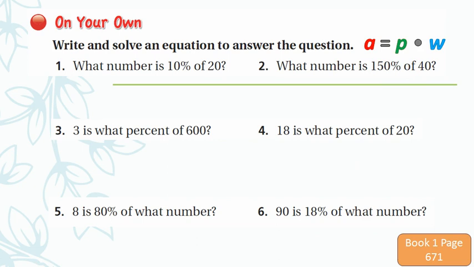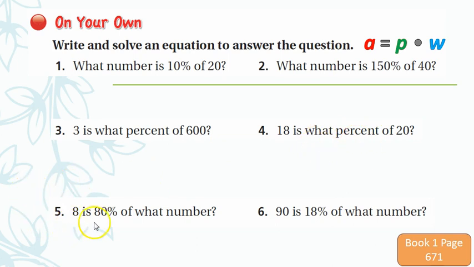Question 1. What number is 10% of 20? In this case, the part, or the A, is missing. Question 2. What number is 150% of 40? Again, the part is missing. Question 3. 3 is what percent of 600? The percent is missing. Number 4. 18 is what percent of 20? The percent's missing in this one as well.